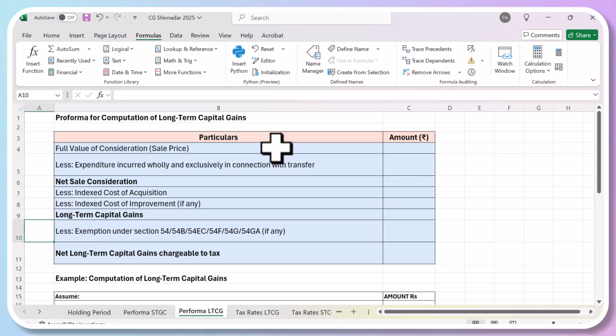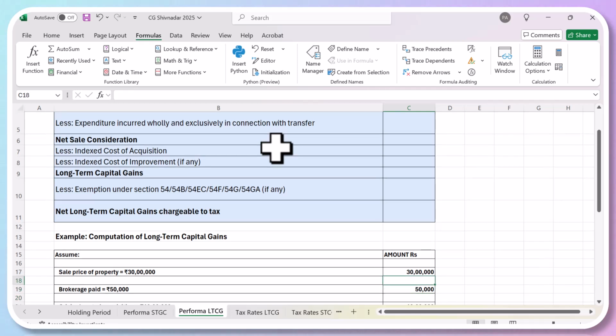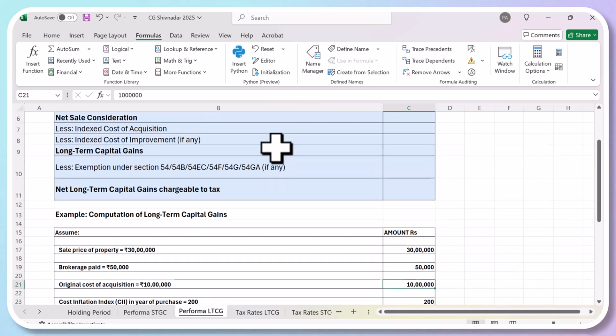So any exemptions under section 54, which we are going to cover. So we are just understanding the format at the moment. And then finally you arrive at what is your long-term capital gain chargeable to tax. So let's do a question here. Suppose you sold a property for 30 lakh rupees. Okay, so it will come as selling price. Then you paid a brokerage of 50,000 for selling the property. Okay, fine. And you bought this property for, say, 10 lakh rupees.